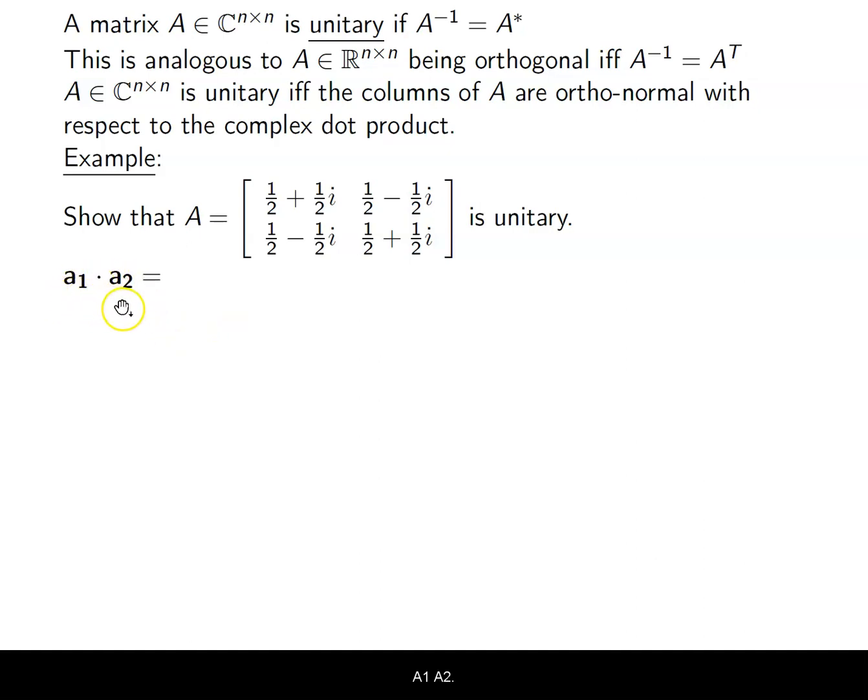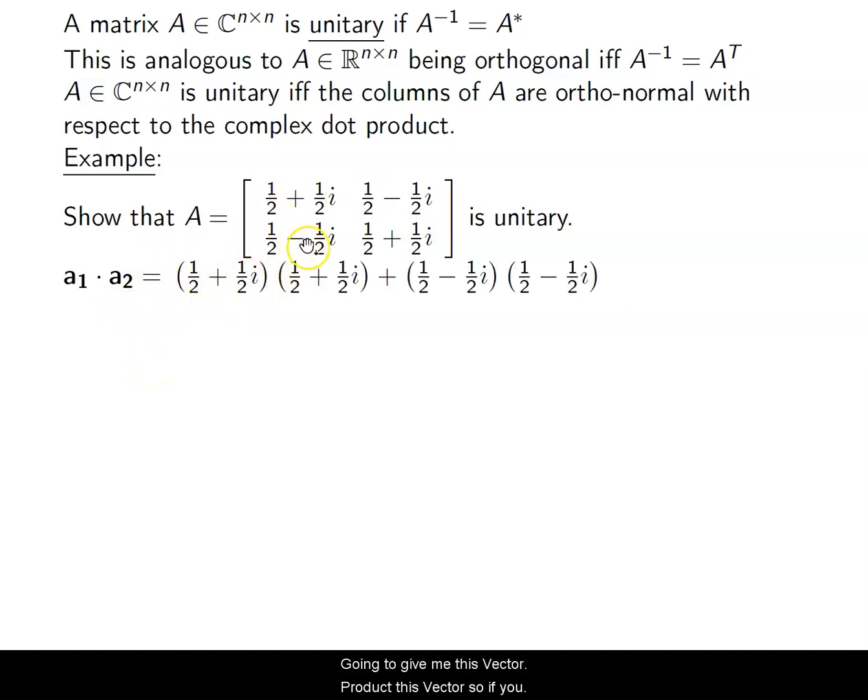A1, A2 is going to give me this vector dot product this vector. If you notice, the first two terms I'm multiplying times each other, and then I'm adding that to the second terms. Remember, when you're doing the complex dot product, the values on the second vector are conjugated. So here I have 1/2 plus 1/2 I, and this has to be the complex conjugate. So I get the 1/2 plus 1/2 I. Here I have 1/2 minus 1/2 I.